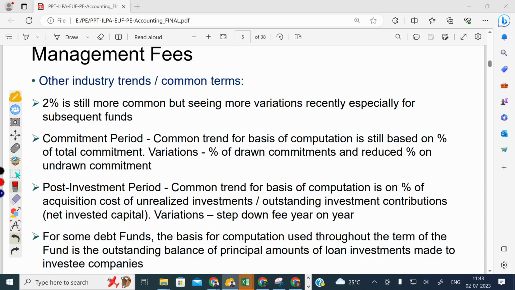So we'll discuss that with the examples, but theoretically you should know it. What are the different terms that you would see in private equity with regards to the management fees? Because management fees play a crucial role. There are only three main tasks.